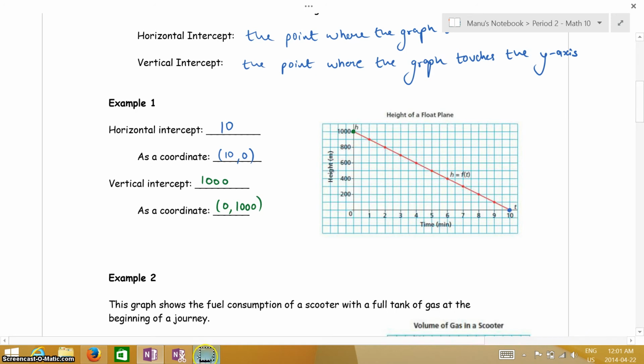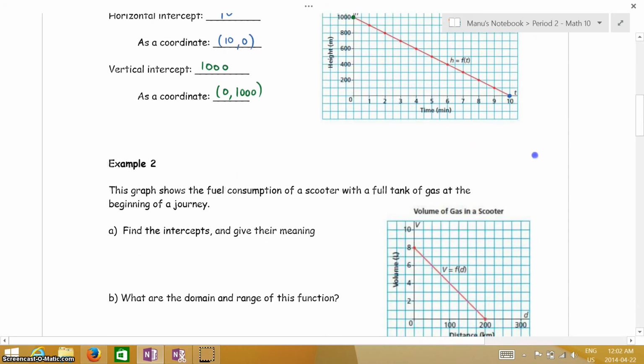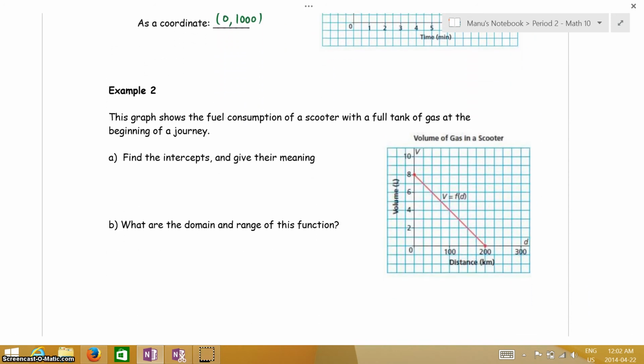Alright, let's take a look at our next example. So the graph shows the fuel consumption of a scooter with a full tank of gas at the beginning of a journey. We want to find the intercepts and give their meaning. What do they mean? So we want to find both the x and the y intercepts. Let's take a look at it.